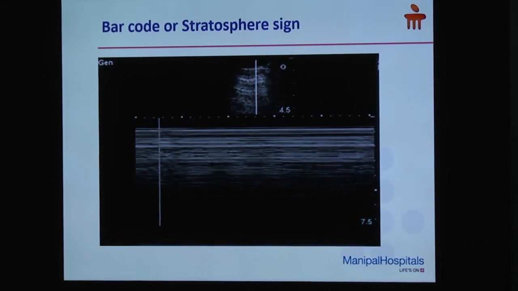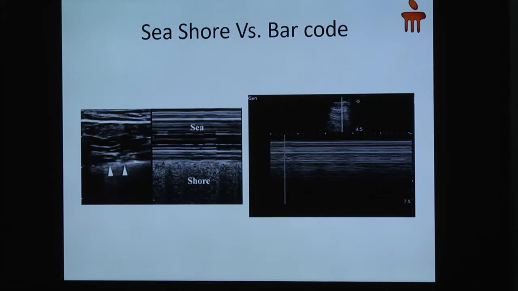If the patient has a pneumothorax, there is abolition of this seashore sign. So what you will see is called a barcode sign. See here, there is no sea and shore. It only looks like sea, isn't it? You can say either a barcode sign or a stratosphere sign. So loss of the seashore sign or presence of the barcode sign is an indication that the patient has a pneumothorax.